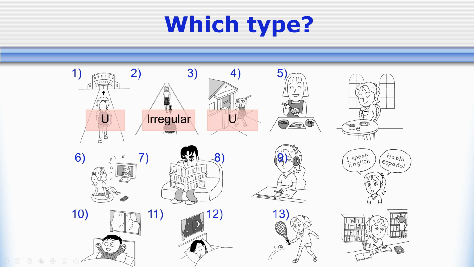How about this? Taberu is a ru verb. How about nomu? A u verb. How about miru? Miru is a ru verb. How about yomu? Yomu is a u verb. How about kiku? Kiku is a u verb. How about hanasu? Hanasu is also a u verb. Okiru? Okiru is a ru verb. Neru? Neru is a ru verb.